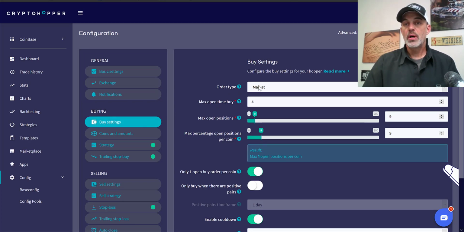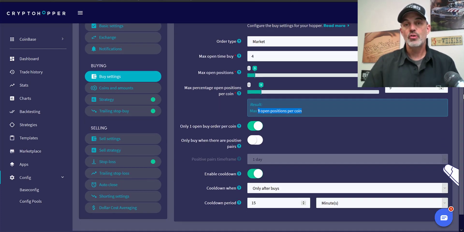The buy settings, we're going to do market. Maximum open time, I'll do 4 minutes to give it a chance to actually do the trade. I want a maximum of open positions to be 9, and that's going to be because, again, I'm only going to give it about $1,000. And the minimum order amount will be around $100, so that's going to tap it out anyway with 9 open positions. Maximum percentage of open positions, I have adjusted to 9, and that way it will equal 1 open position per coin. That's how I prefer to trade. I don't want to have multiple bags open for the same coins. And again, you can see here, only 1 open buy order per coin. I only want 1 order at a time per coin.